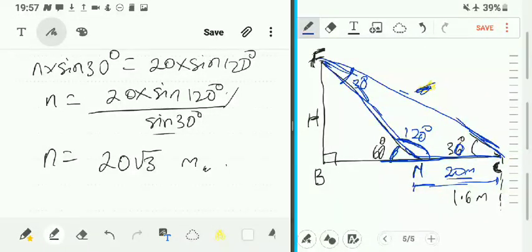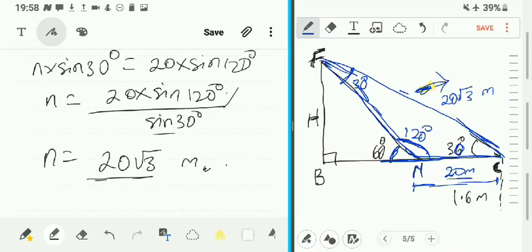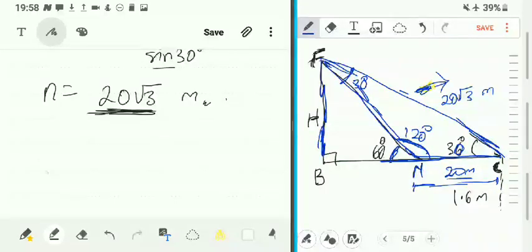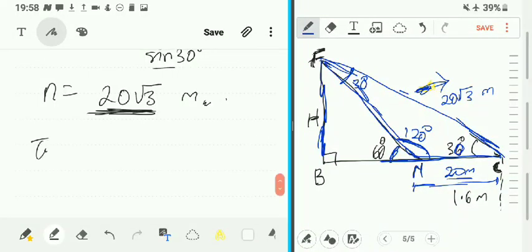So this side here, we've gotten it as 20 root 3 meters. I'm not converting to decimal because we're told to leave the answer in surd form. This is a surd notation. But that is not our aim. Our aim is to get this part here, FB.